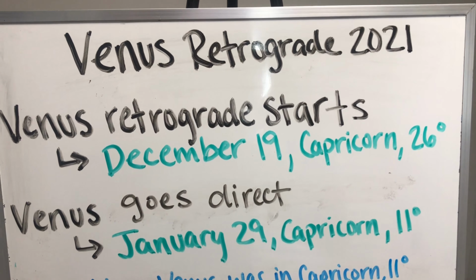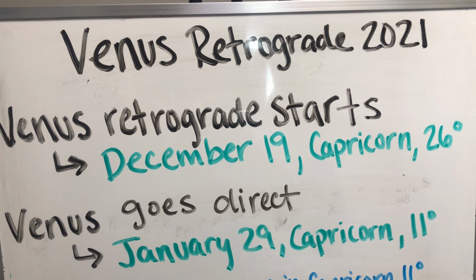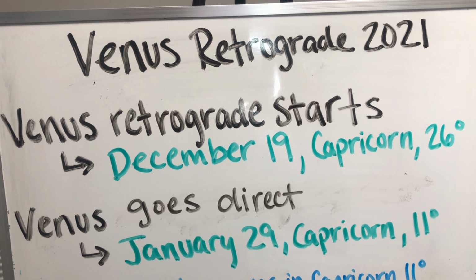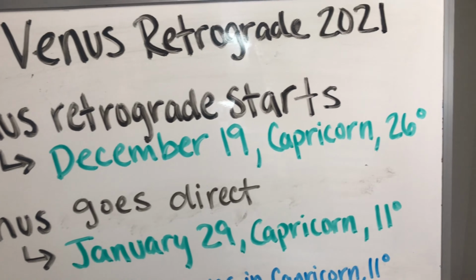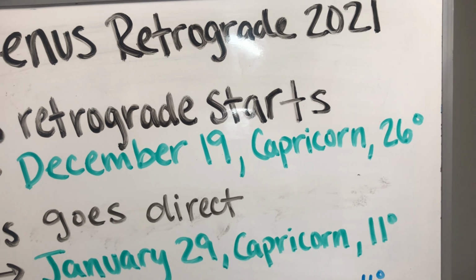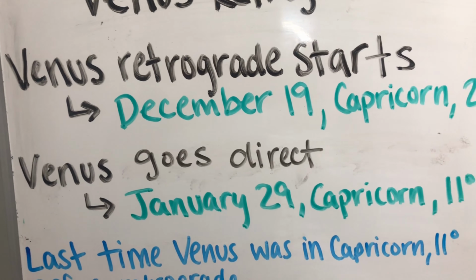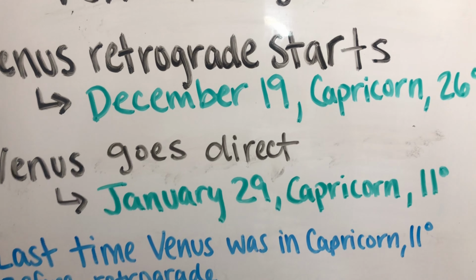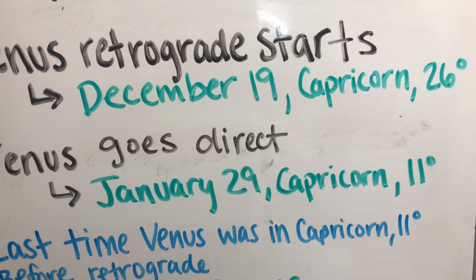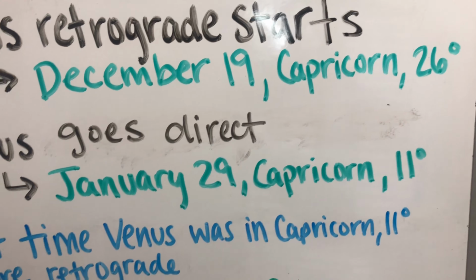So the very first thing is we figured out when Venus would start going retrograde, and that is December 19th in Capricorn at 26 degrees. Then we figured out when Venus will go direct. That'll be January 29th in Capricorn at 11 degrees.